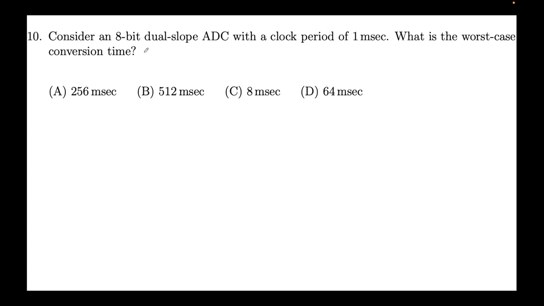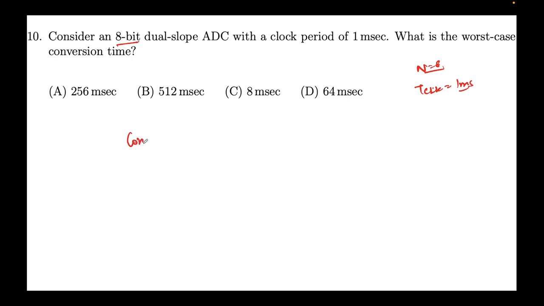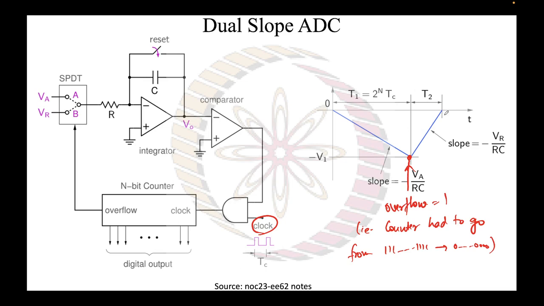So consider an n-bit dual slope ADC, where n is equal to 8, and T clock is 1 millisecond. Which clock are we talking about here? This clock, whose time period is 1 millisecond. What is the worst case conversion time? Conversion time means when the whole process is complete. The process is complete at this point, right? Only then will this counter stop.